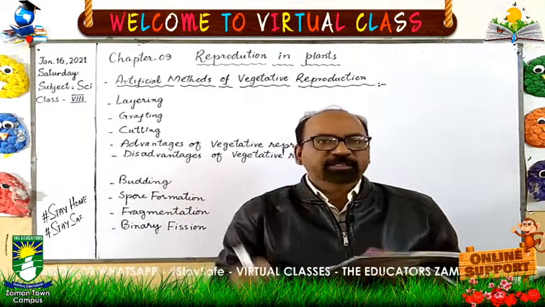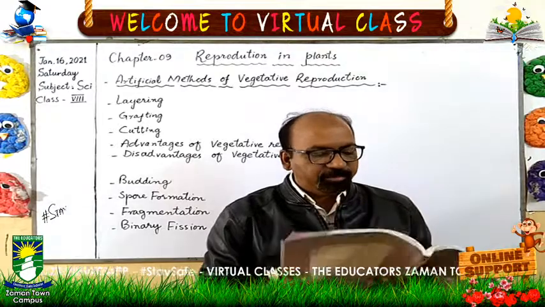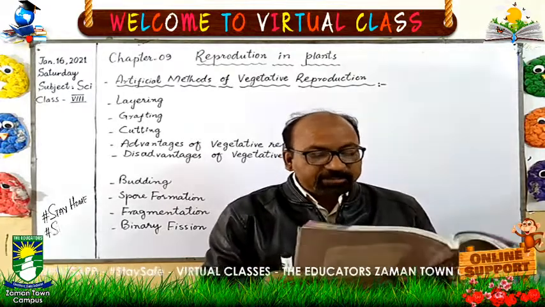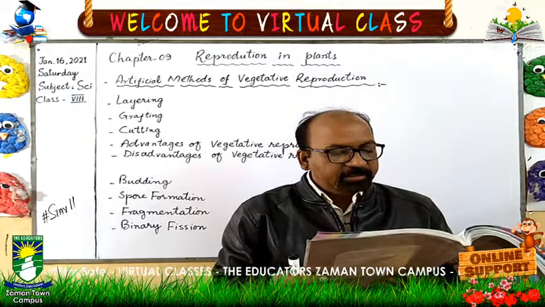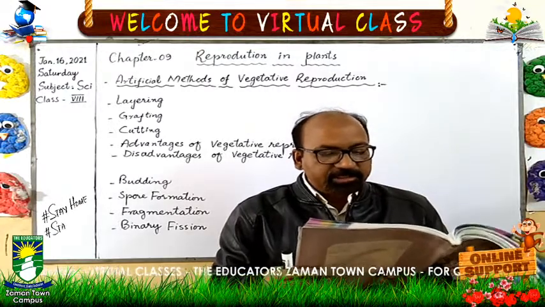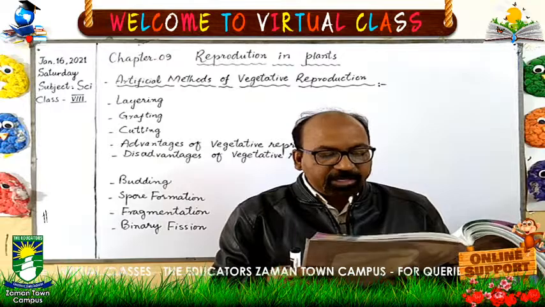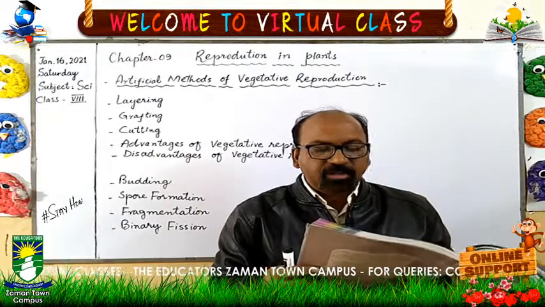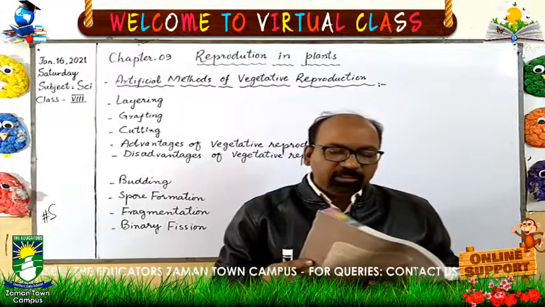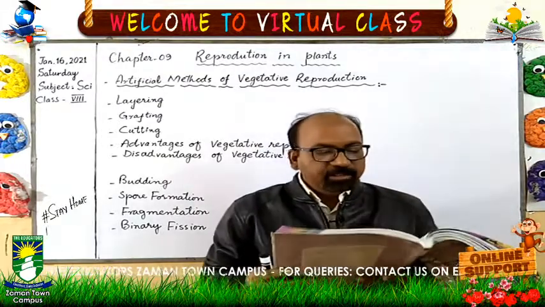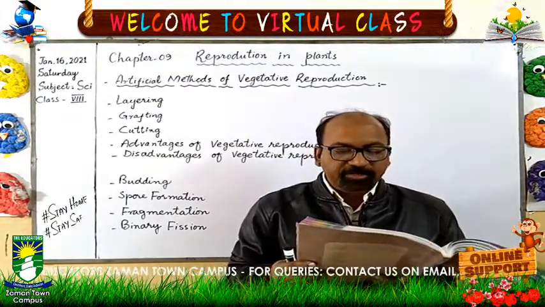Means we can grow on one plant the branch of another plant. So let's see from your book. A small branch of a plant is tied with the stem of the rooted plant of the same type. The joint is covered by a layer of wax or clay. We join it with the wax or clay. After a few days, the two become united and develop into a new plant.